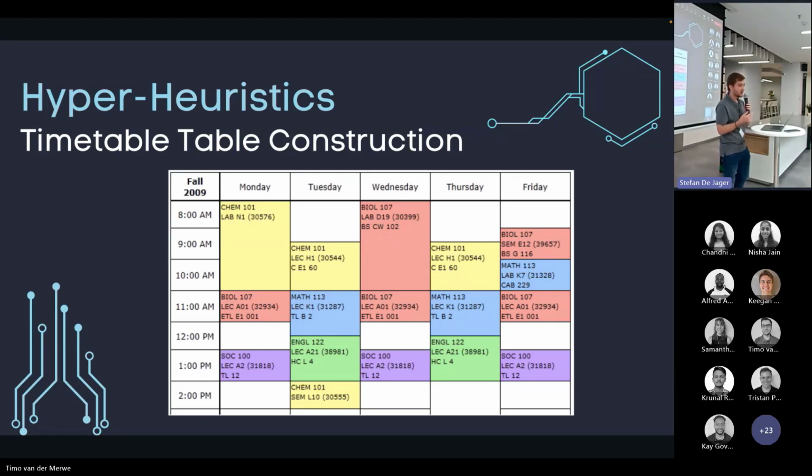And then it would create heuristic combinations from those low-level heuristics, and then we could apply that combination to our problem and construct a timetable. And then we could evaluate how good a timetable is using the amount of time that's in between classes or some other metric to decide how good a timetable is.